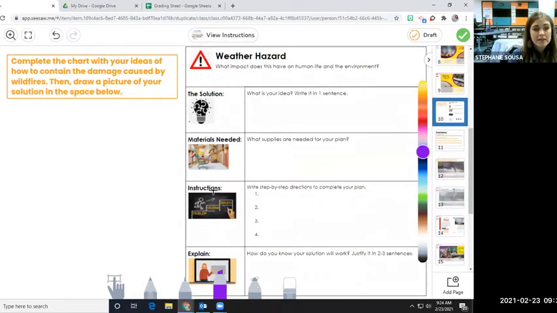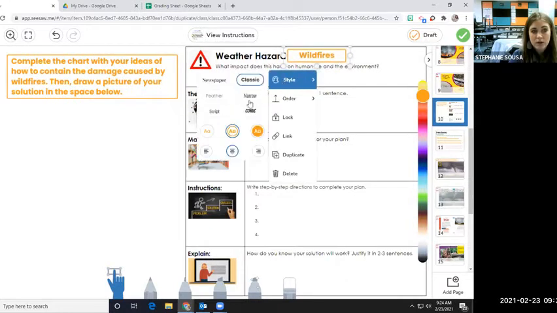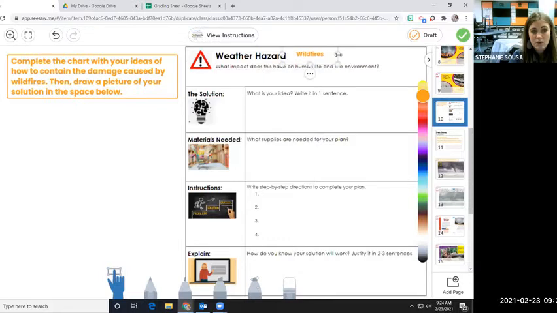Okay? So look at slide 10. It says, complete the chart with your ideas of how to contain the damage caused by wildfires. Then draw a picture of your solution in the space below. Okay? First question up here is understanding the problem. What impact does this have on human life and the environment? Well, first of all, the weather hazard that we are working with is wildfires. So let's put that label up here next to the weather hazard. The weather hazard that we are working with in today's activity is wildfires.